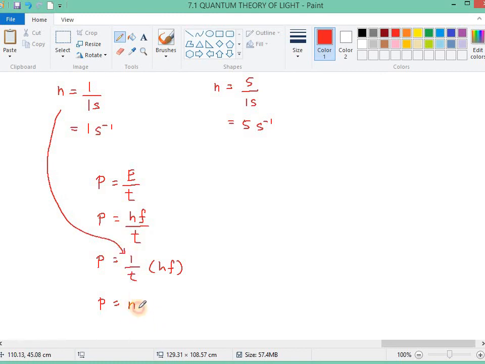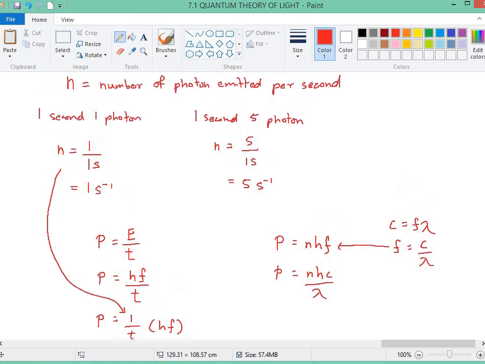So it becomes nhf. Power equals nhf, where f is frequency. Again, c equals f lambda, so f equals c over lambda. Substitute inside, then we get P equals nhc over lambda. So this is how these equations are obtained.